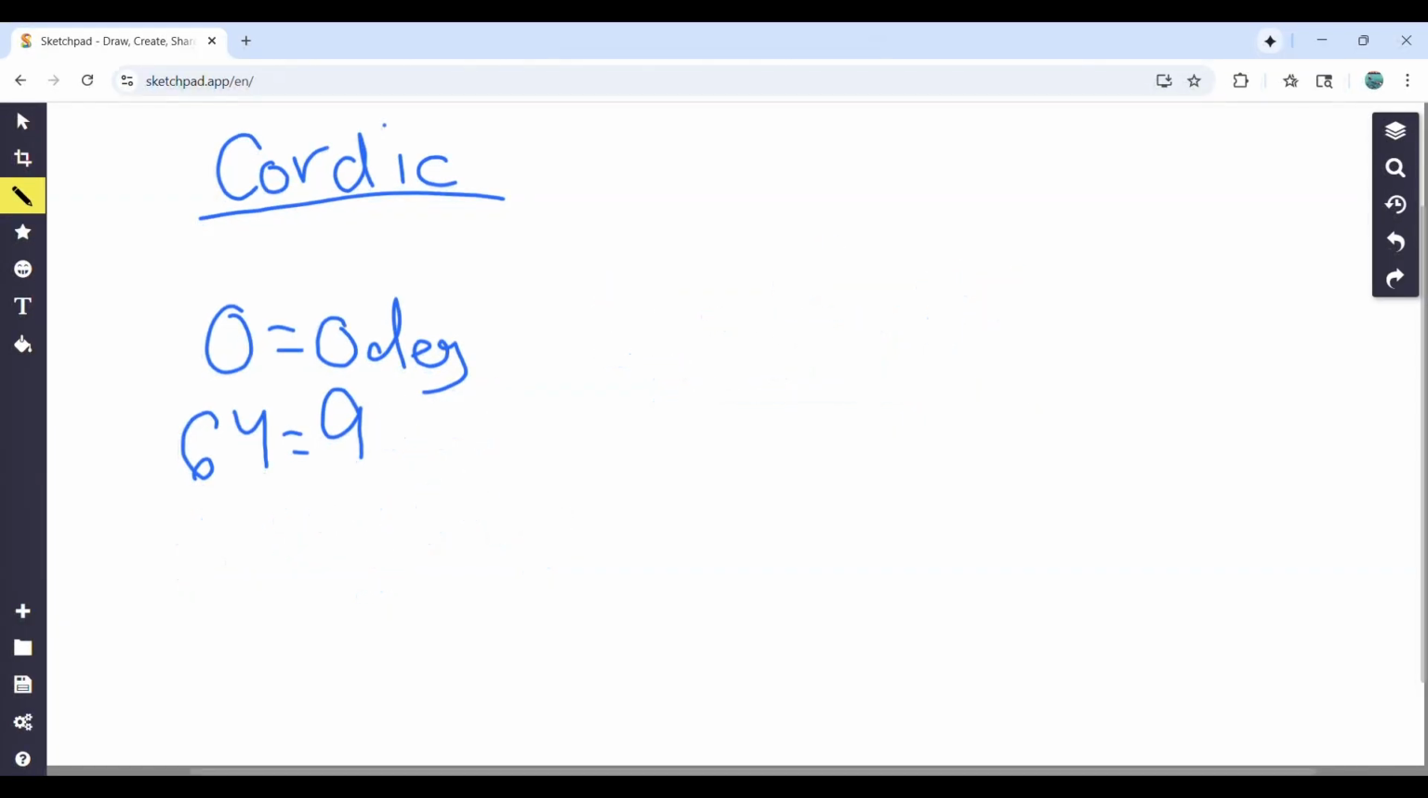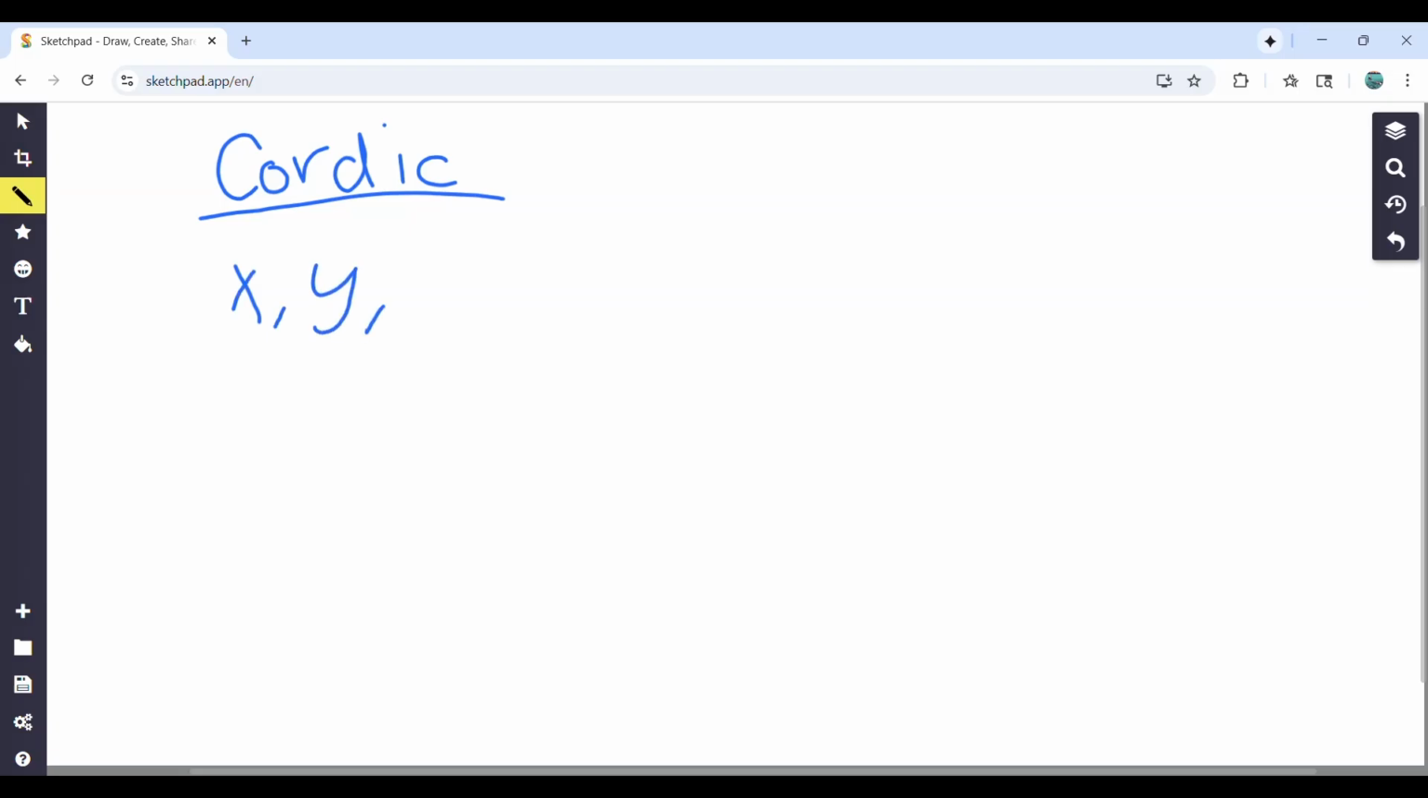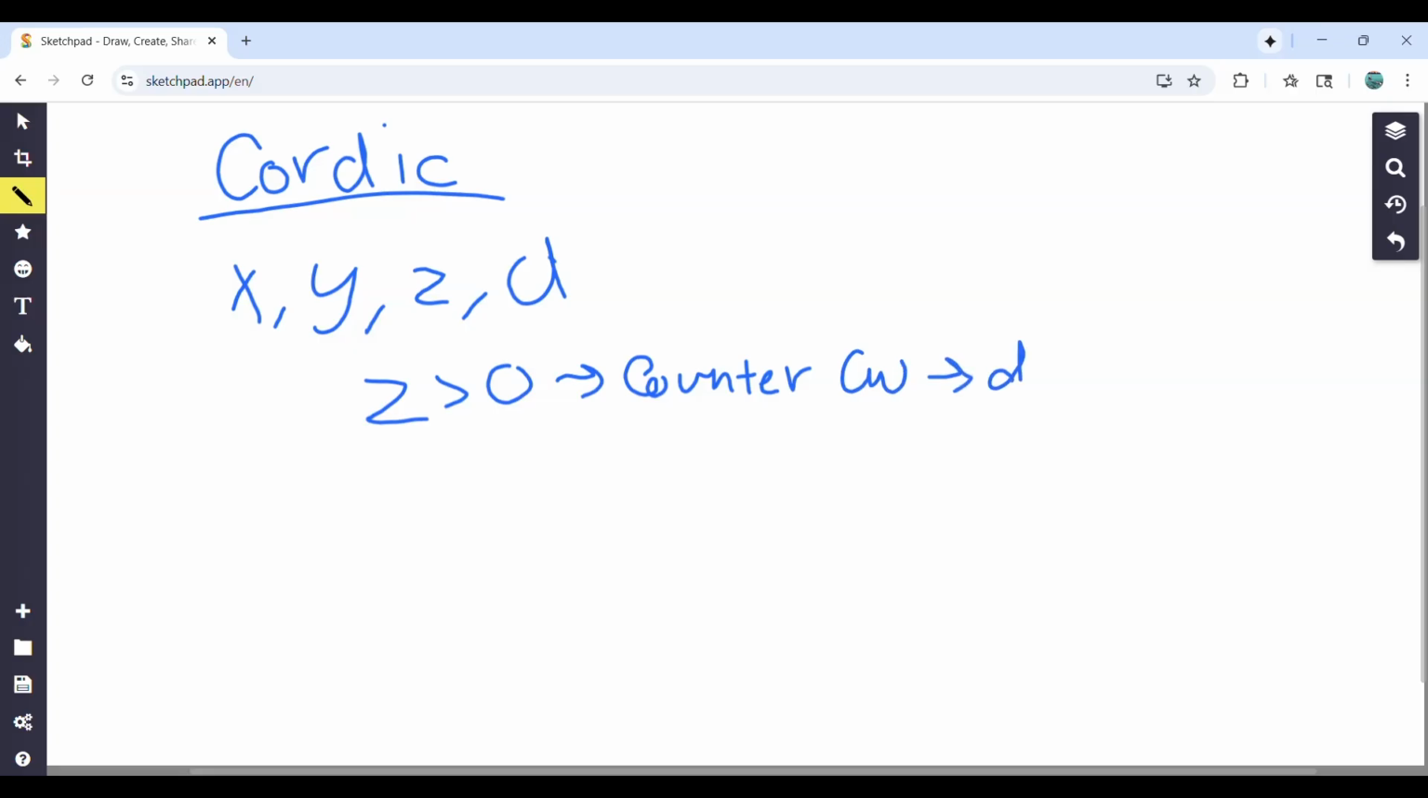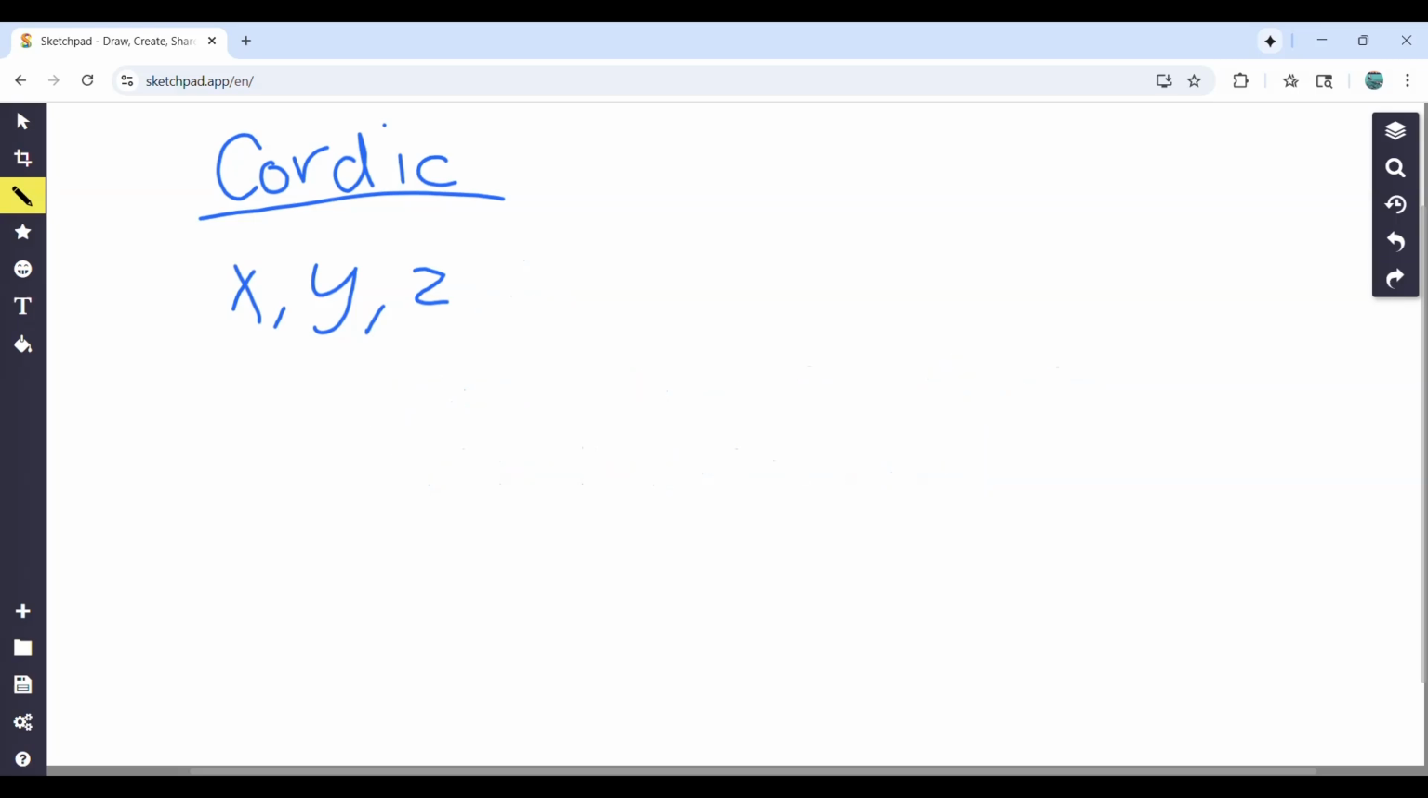X and y will be the coordinates of our current vector. Z is the remaining angle we need to still rotate. D is the direction we rotate this step. If z is greater than 0, we haven't rotated enough, so we rotate counterclockwise and d equals positive 1. If z is less than 0, we've rotated too far, so we rotate clockwise and d equals negative 1. Think of d as basically an indicator function.